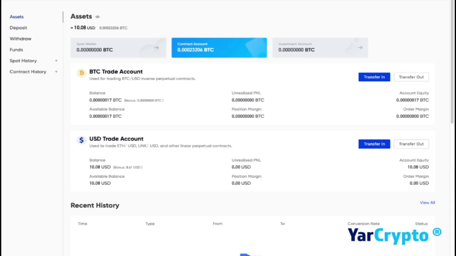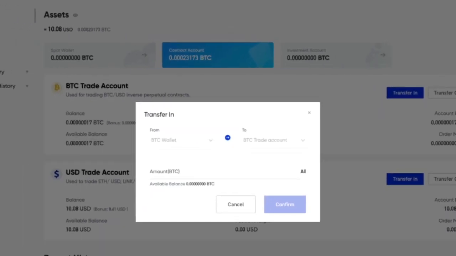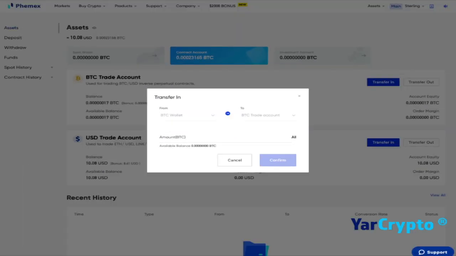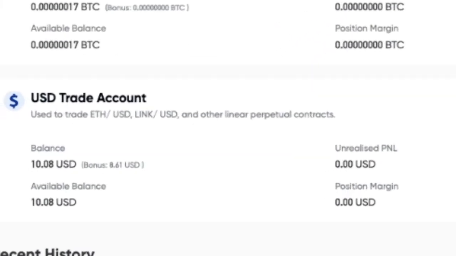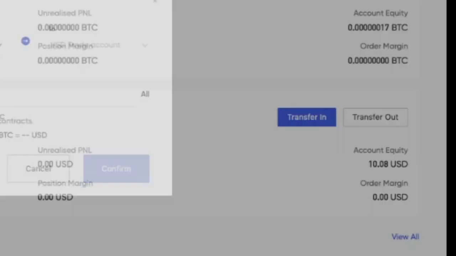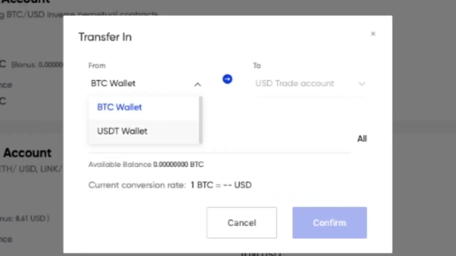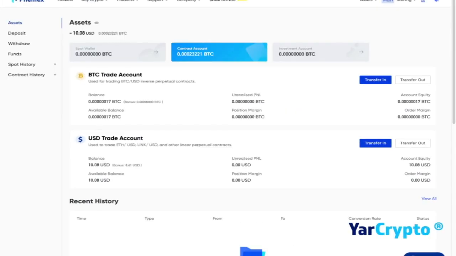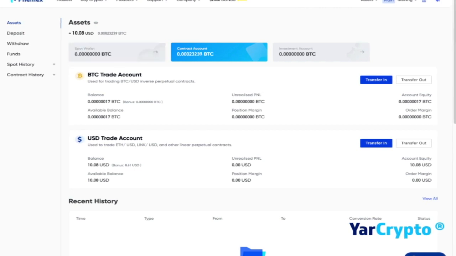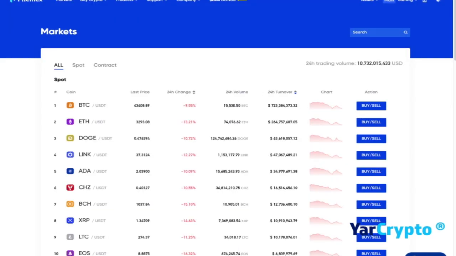Now, once we have funds in these two, or one of them, we can click Contract Account. Now, if you want to leverage trade Bitcoin, you can transfer into your BTC trade account, and this will deposit funds from your spot wallet directly to your contract account. Now, if you want to trade anything that's not Bitcoin, meaning Ethereum or any of the other altcoins, you will need to transfer into your USD trade account. And here, you can transfer in USDT or BTC. So once you have funds in your contract account, and I already have $10 USD in my USD trade account, you can now click on Markets, because now you're ready to leverage trade.